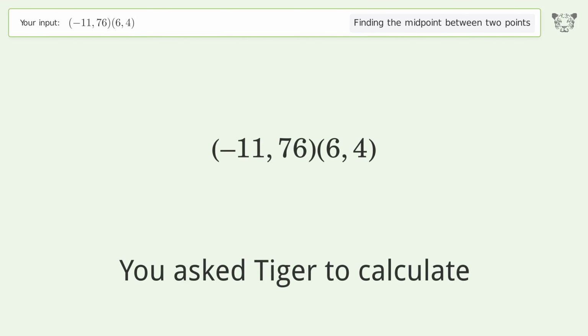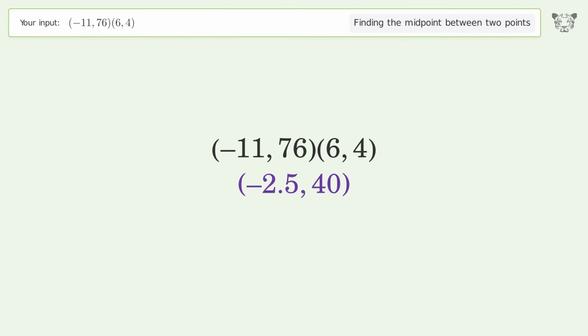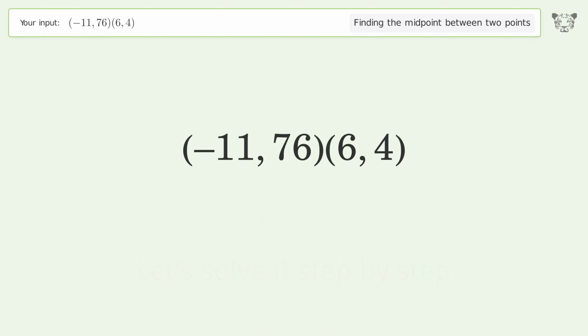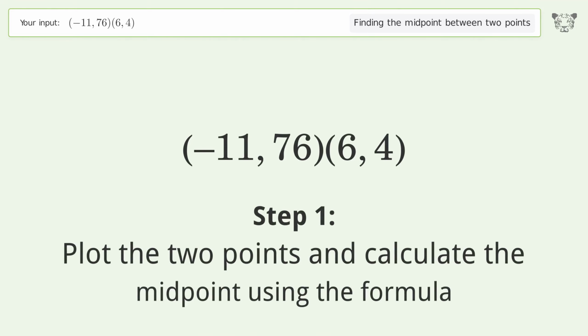You ask Tiger to calculate. This deals with finding the midpoint between 2 points. The midpoint between the 2 points is negative 2.5, 40. Let's solve it step by step. Plot the 2 points and calculate the midpoint using the formula.